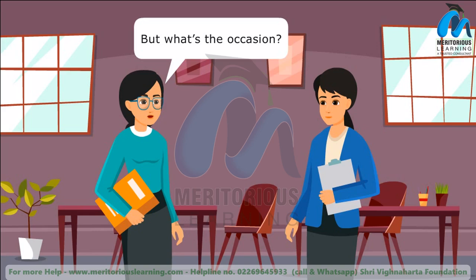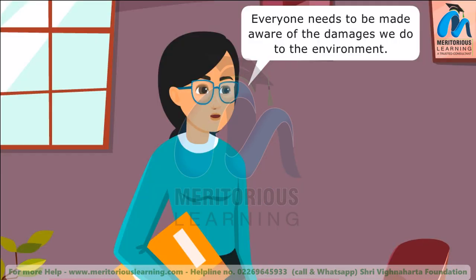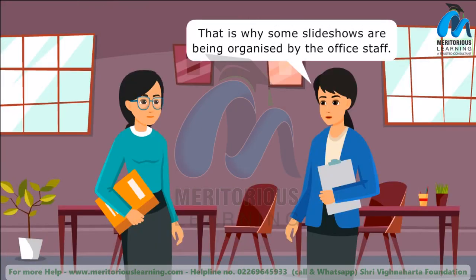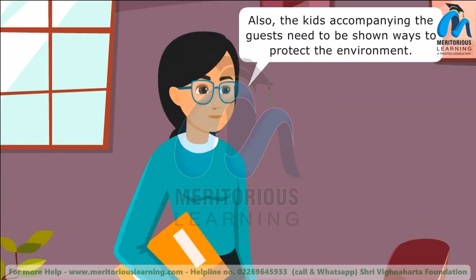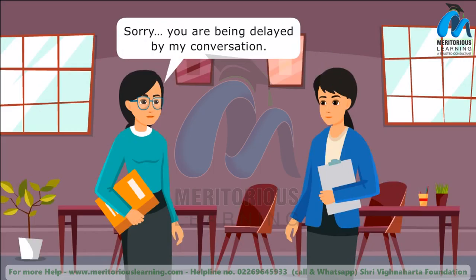But what's the occasion? The Go Green Week is being observed by the management. Everyone needs to be made aware of the damages we do to the environment. That is why some slideshows are being organized by the office staff. Also, the kids accompanying the guests need to be shown ways to protect the environment. The dinner is to be served by 8 p.m. I must go now. Sorry, you're being delayed by my conversation.